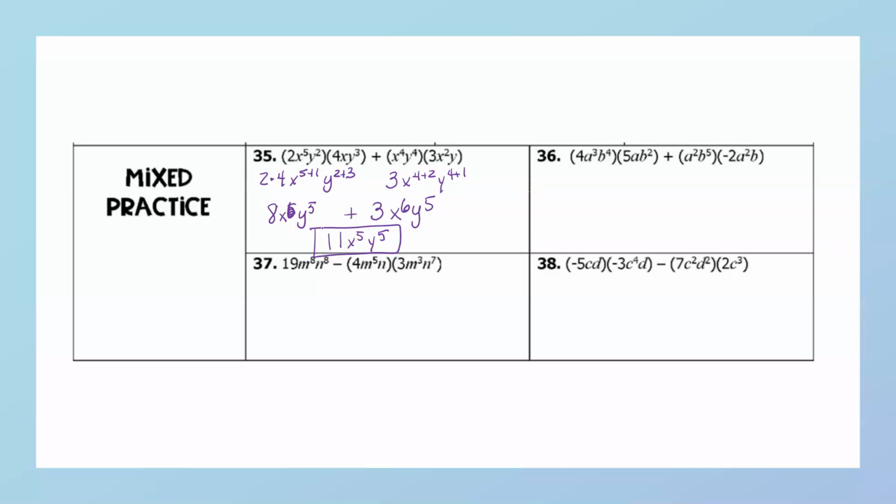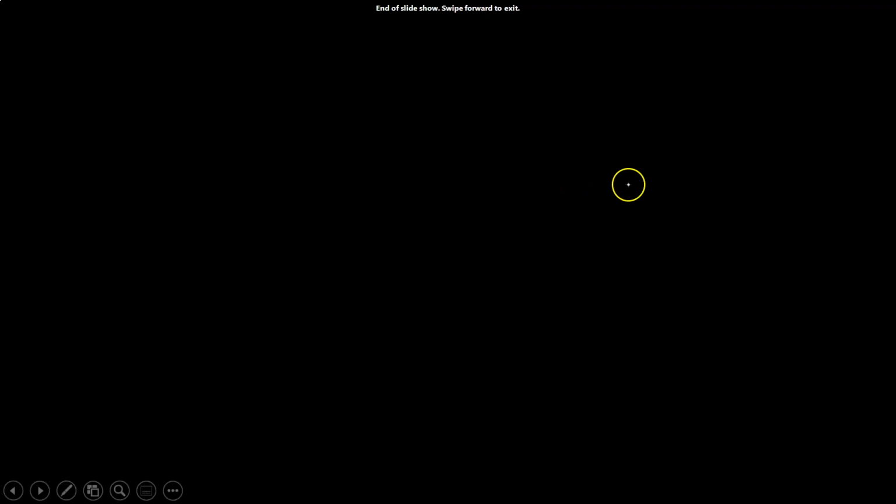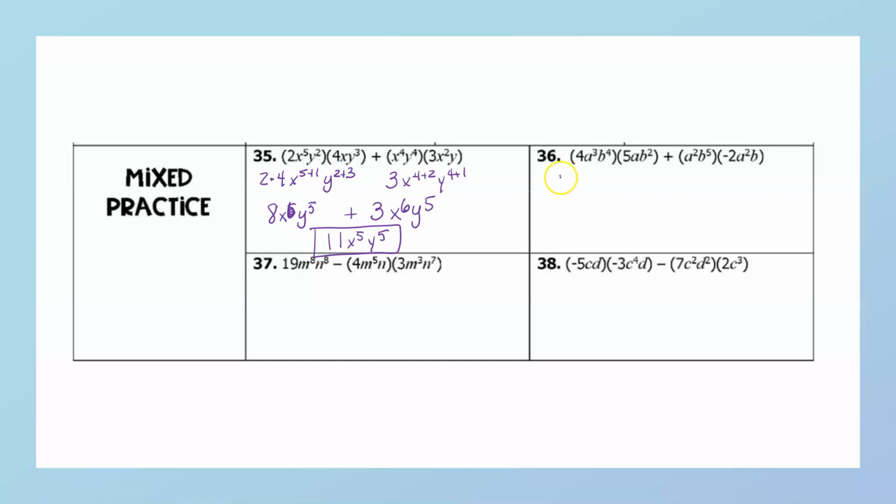All right, let's look at 36. So I have 20. Oh, back up the chart. 20, a to the 3 plus 1 power, b to the 4 plus 2 power. Here I have negative 2, a to the 2 plus 2 power, b to the 5 plus 1 power. So 20, a to the 4th, b to the 6th, plus negative 2, a to the 4th, b to the 6th, gives me 18, a to the 4th, b to the 6th.